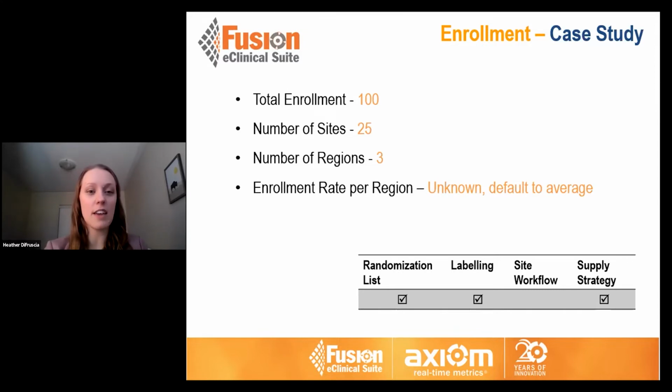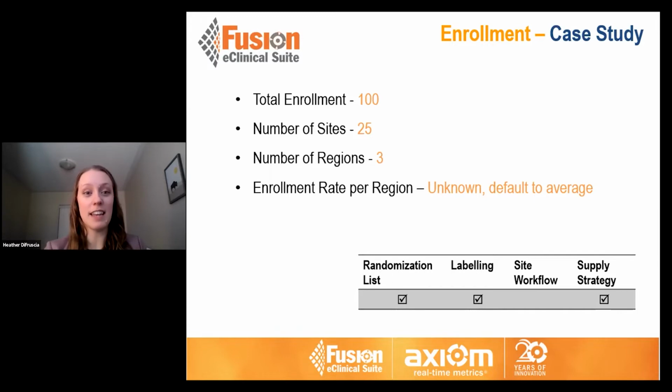So even if we're defaulting to the average, that means we're going to average about 4 subjects per site. That's not very much. And of course, some are going to enroll more than others. And so again, when we talked about the randomization list, we're going to want to do centralized randomization if possible, because that's going to minimize the additional actions required to maintain the treatment ratio.